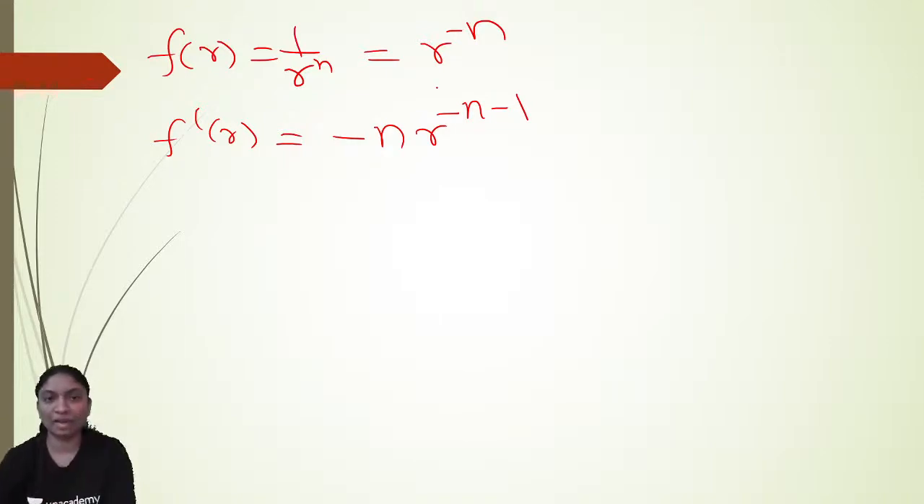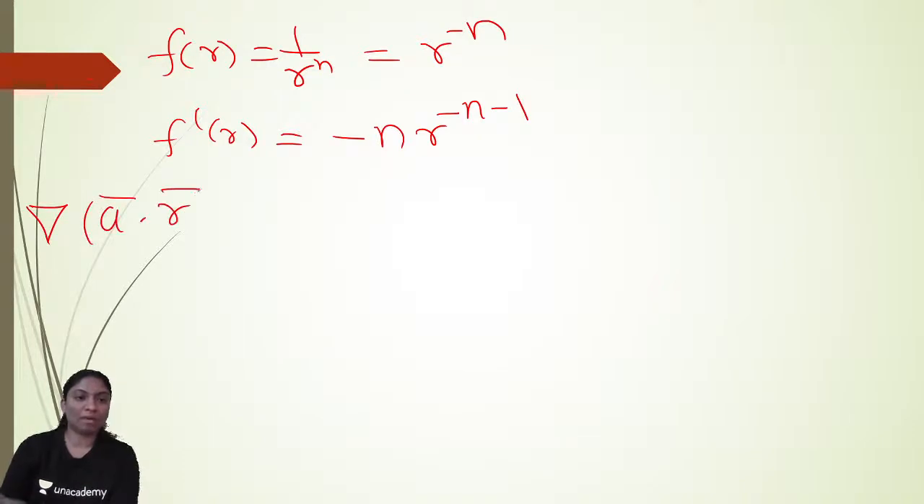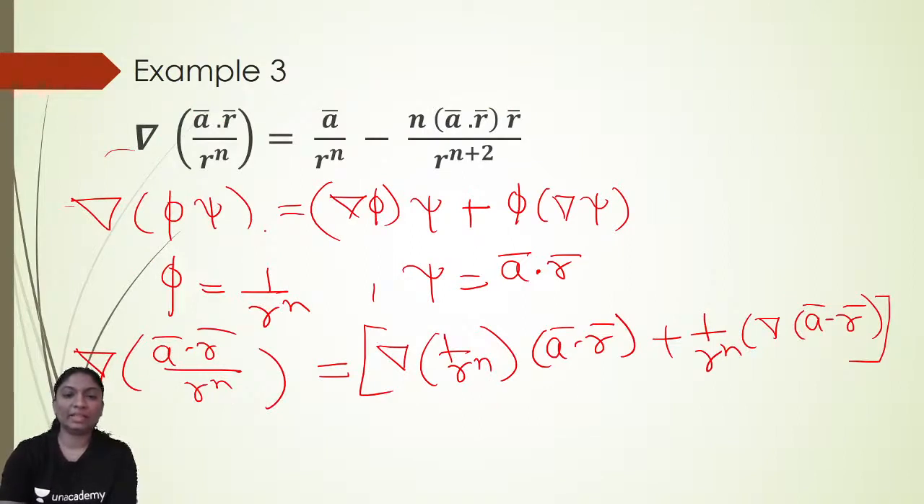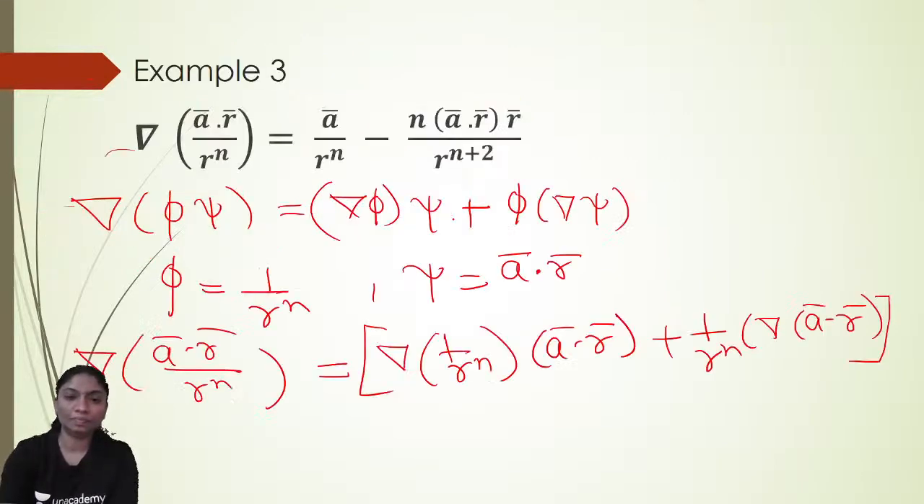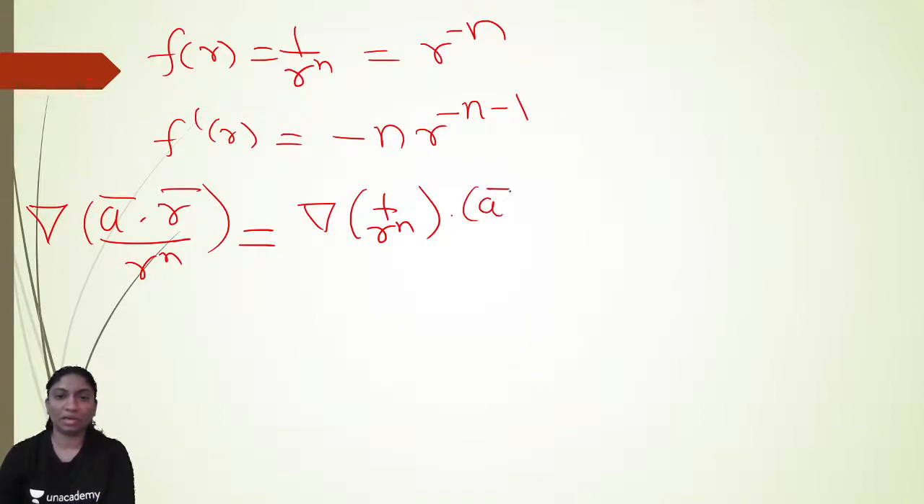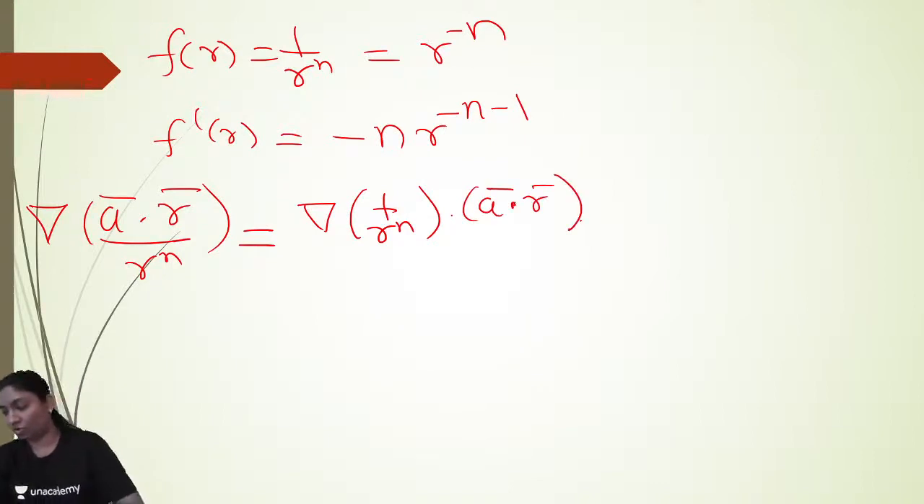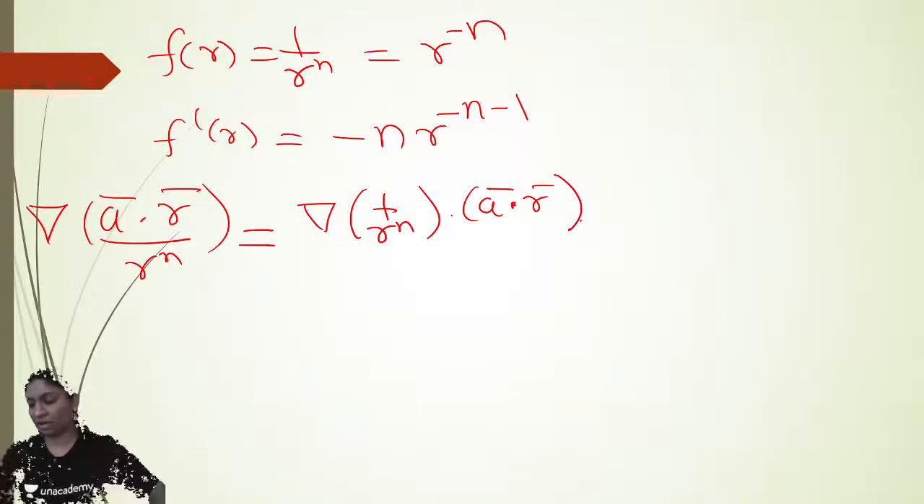f dash of r becomes f minus n into r raised to minus n. Now del of a bar dot r bar upon r raised to n is equal to, I'm writing again as it is, del of 1 upon r raised to n into a bar dot r bar. So what will be our a bar dot r bar? Here we don't have to do anything, as it is.